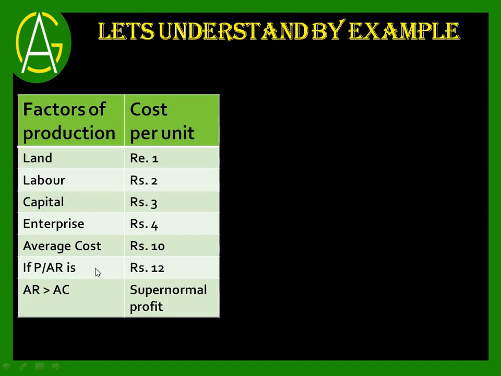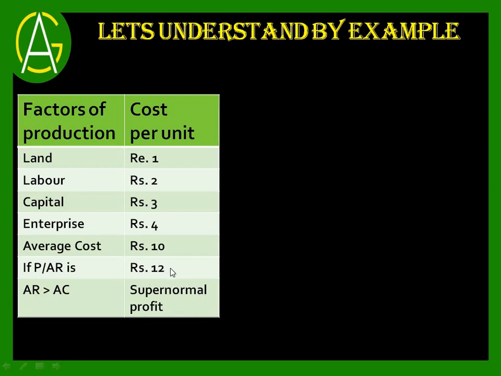Now suppose the price of this particular product is 12 rupees. You know that price is equal to average revenue. Price or average revenue, both are equal. Suppose this product is to be sold at 12 rupees in the market. Now the situation is like this: average revenue is greater than average cost, or we can also say that average cost is less than average revenue. So when average revenue is greater than average cost, the firm makes supernormal profit.